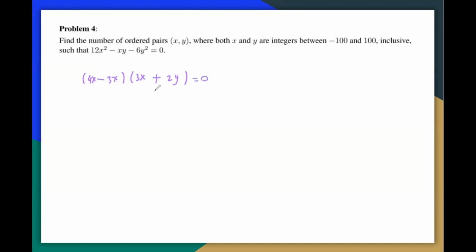And let's double check if this is actually working. So that's 12x squared, and then that's 8, and then -9. That's good. And when you multiply, you get that as well. Okay, so from this one, 4x equals 3x, or 3x is equal to -2y. You can write a fraction, but I don't want to do that because I like to deal with integers.